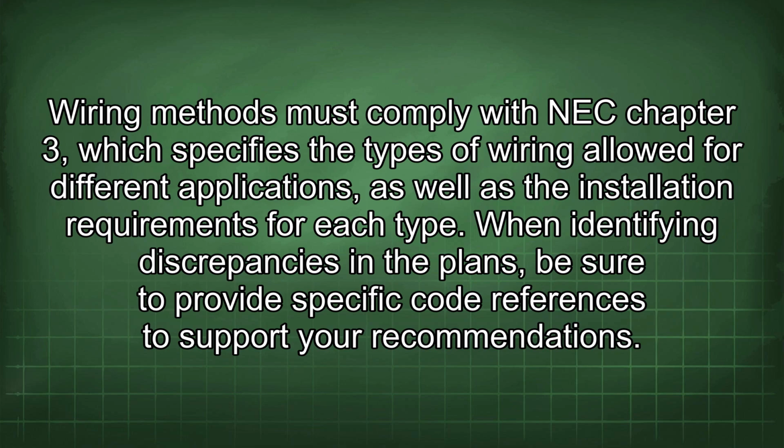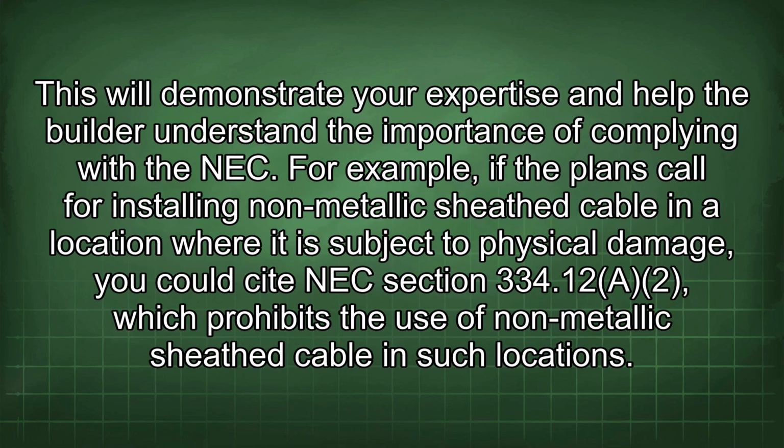When identifying discrepancies in the plans, be sure to provide specific code references to support your recommendations. This will demonstrate your expertise and help the builder understand the importance of complying with the NEC. For example, if the plans call for installing non-metallic sheathed cable in a location where it is subject to physical damage, you could cite NEC Section 334.12(A)(2), which prohibits the use of non-metallic sheathed cable in such locations.